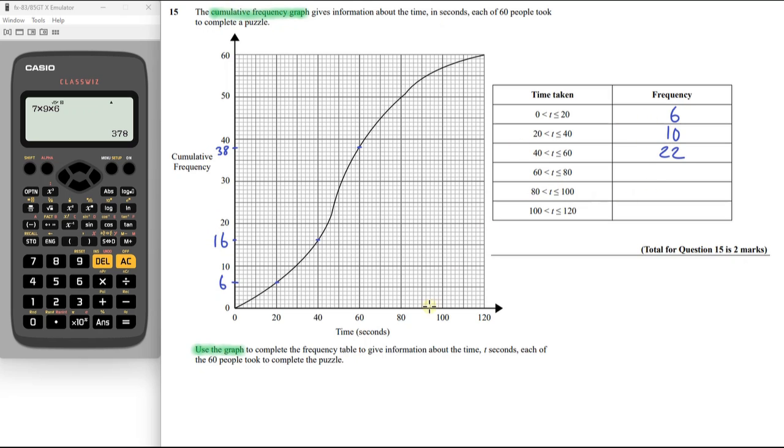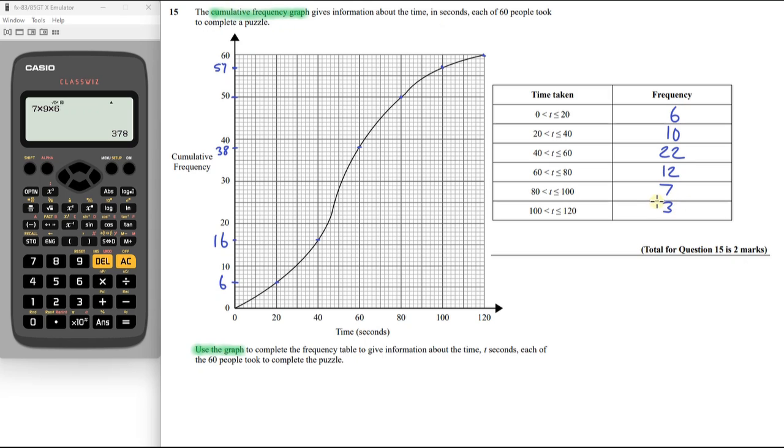And now from 60 to 80. So at 80, we're going up to this point. That's bang on 50. 50 minus 38 is 12. And then up to 100. So 100 is here, which is 2 above the line. So that's 55, 56, 57. 57 minus 50 is 7. And then the last one, 120 seconds, is on 60. 60 minus 57 is 3.